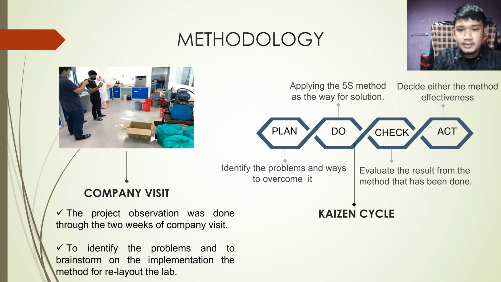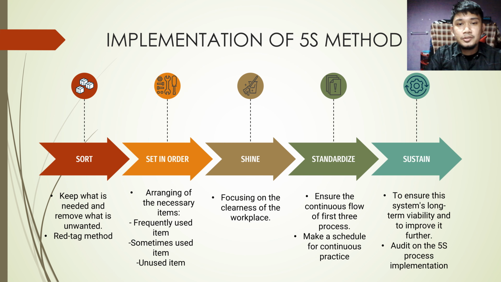Plan is to identify the problems and ways to overcome them. The do is applying the 5S method as the solution. Next, check is to evaluate the result from the method that has been done. And last is act, which is to decide whether the method is effective. Next method used is the implementation of the 5S method.